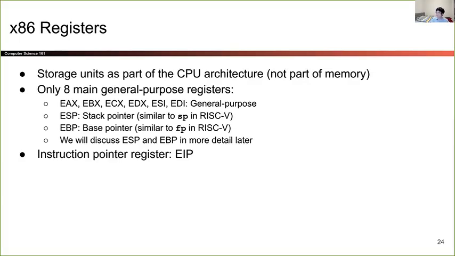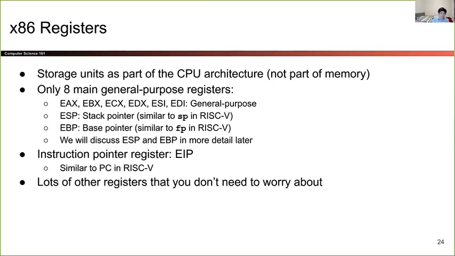The EIP is another register in x86, and this points to the current or the next instruction that we're going to execute. So this is similar to the program counter in RISC-V. It's just that in x86, it's more of a real architectural register rather than a separate thing, separate from the register file in RISC-V.